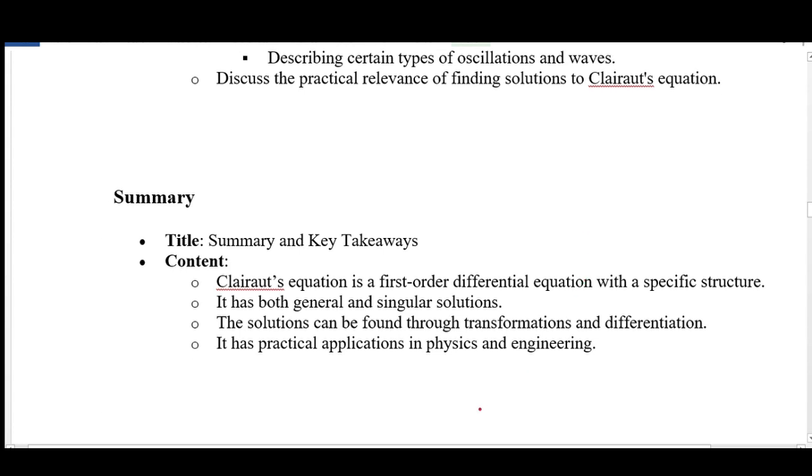So in summary, Clairaut's equation is a first order differential equation with a specific structure. It is a first order differential equation, that is ODE. It has both general and singular solutions. Always, yes, friends, you come across so many things. You have to find the solution. That is the main, very important task we have here. So when a problem comes in Clairaut's equations, we are going to find the solution. The solutions can be formed through transformations and differentiations. Any problem that comes across, we just transform it, try to simplify, and differentiate it. So it has practical applications, which we have also seen. This is the simple summary of Clairaut's equation.